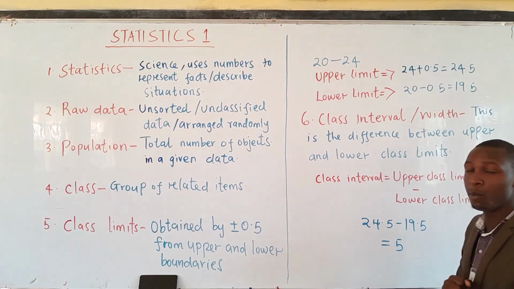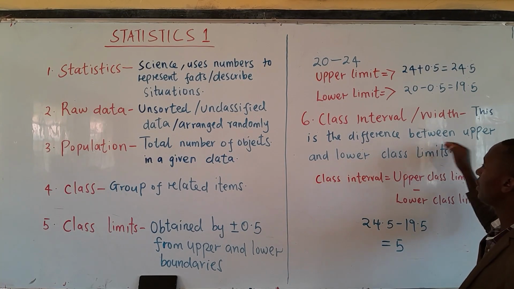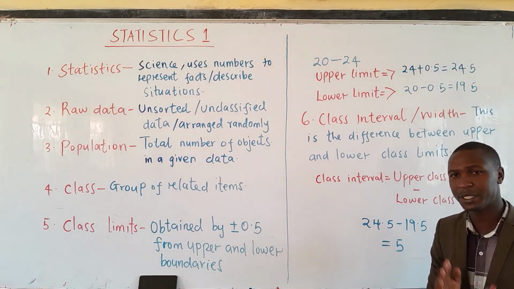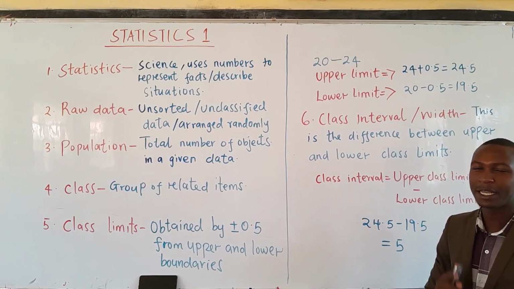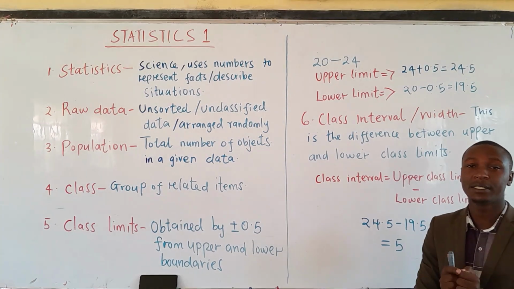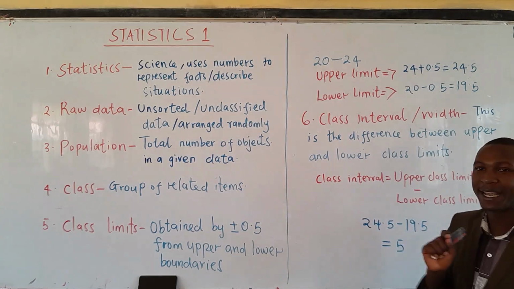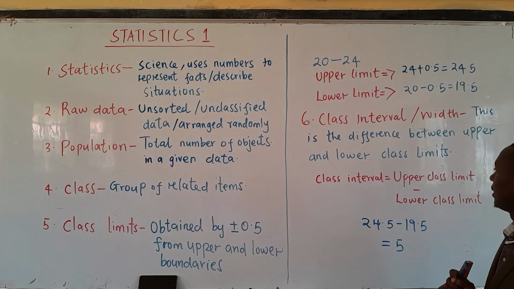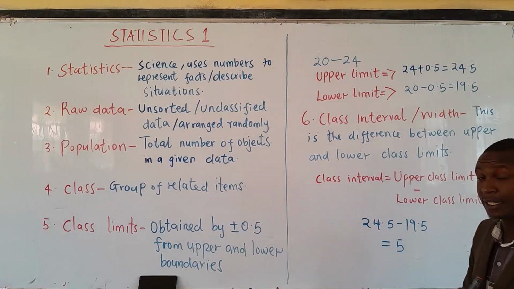In statistics, we also talk about class interval, or what we call class width, depending on the book you're using. This is the difference between the upper and lower class limits. So if you take the difference between the upper class limit and lower class limit, that becomes the class interval. Some books represent such width or interval by I or B, depending on the book that you are going to use.